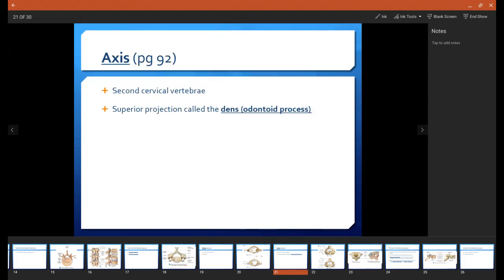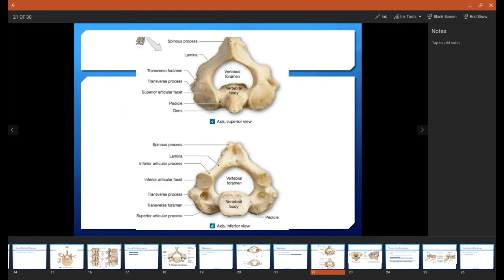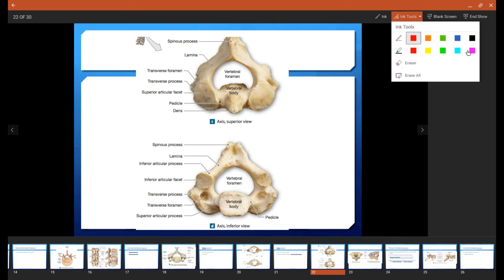And so the second specific vertebra you need to know is C2, the second cervical vertebra, which is called the axis. And it's going to have a bump on top of it called the dens or odontoid process. And so here's a picture of the axis. Again, it's a pretty distinct vertebra. And so let's highlight the dens.